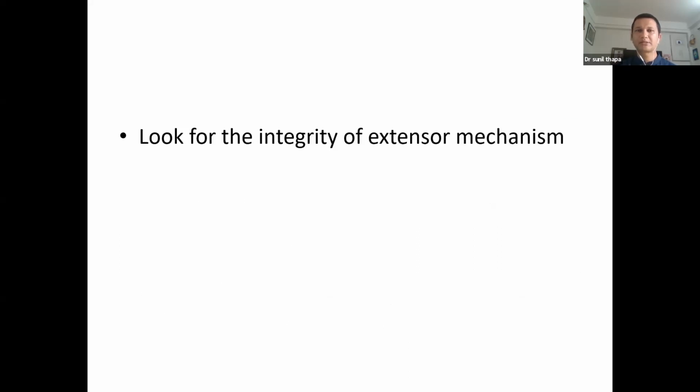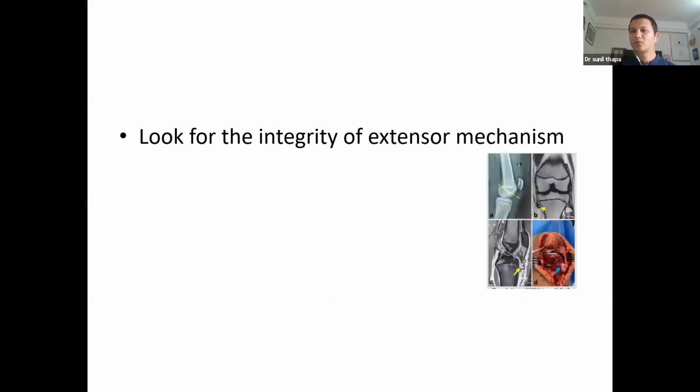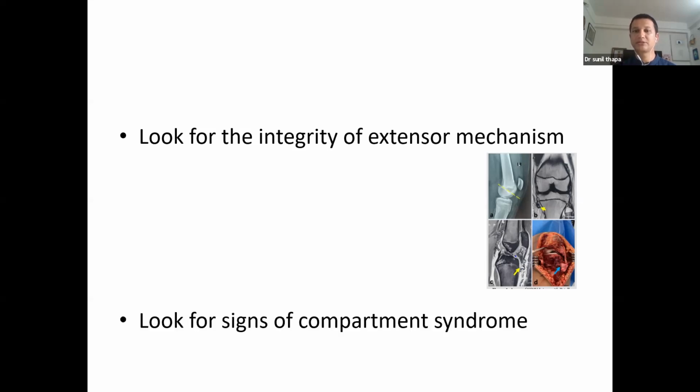Not only the pulse and the nerve, we also have to look for the integrity of the extensor mechanism. Many a time the knee dislocation may be associated with rupture of either the patellar tendon or the quadriceps tendon. We have to look carefully at the level of the patella, and the patella may be riding high in case of patellar tendon disruption as shown in this picture. And we have to primarily repair or address that rupture of the extensor mechanism while treating the knee dislocation in an acute setup. We also have to look for signs of compartment syndrome, and they have to be addressed even by fasciotomy if they are there.